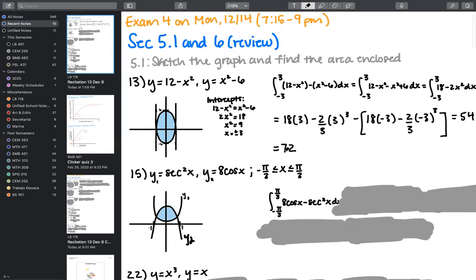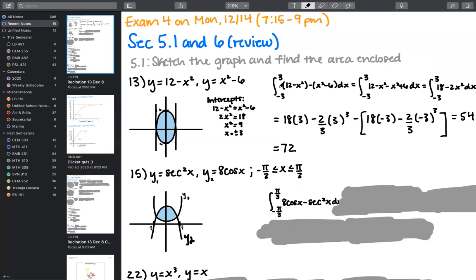Now, the next step that I'm going to do, I'm going to take a step back and address number 13 really quickly. Since both of these functions are symmetrical and they have a symmetrical interval, and an interval that's easily broken up in half, you don't have to do -π/3 to π/3 or -3 to 3.